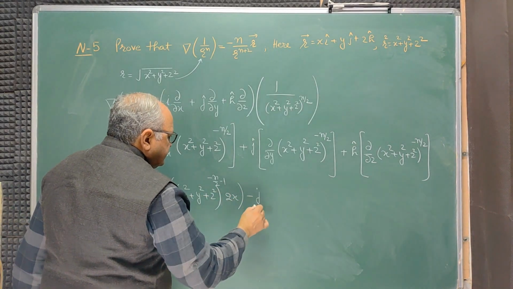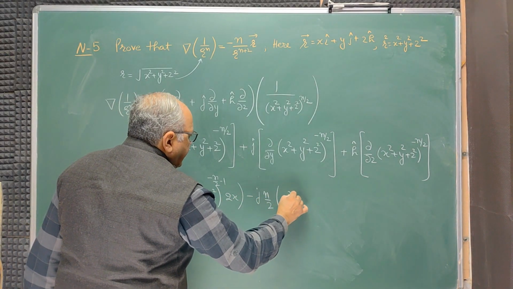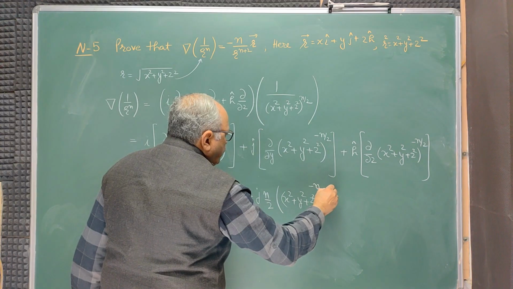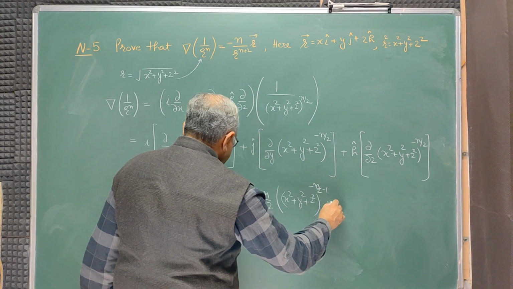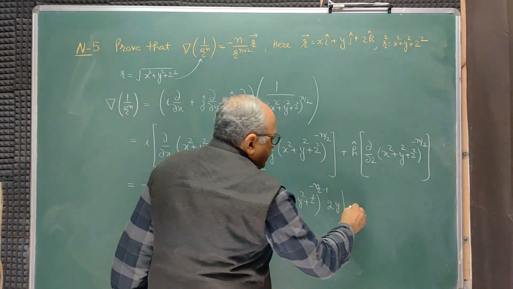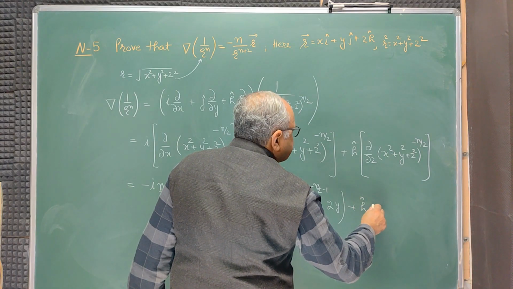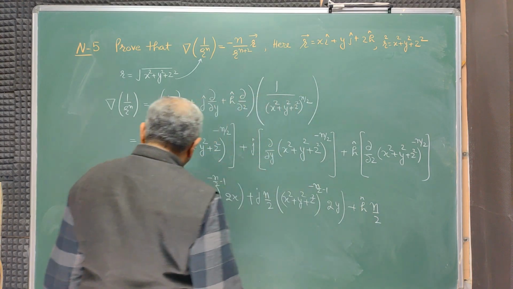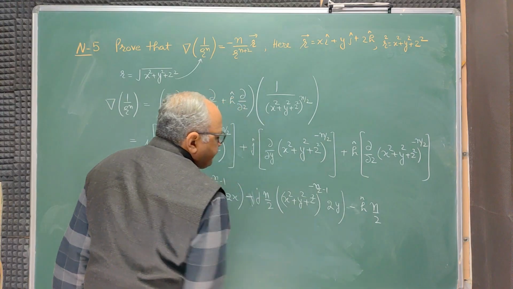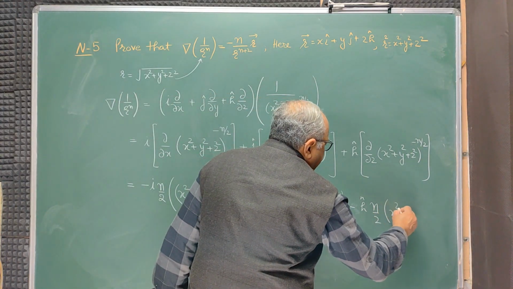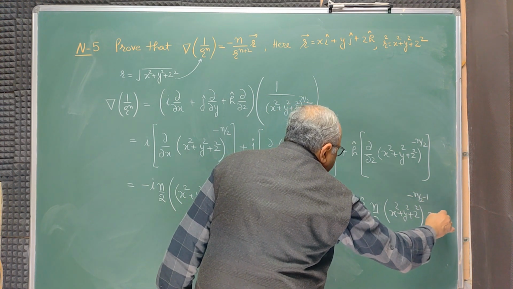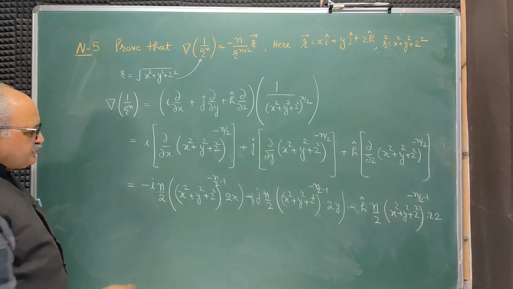Let me write that. This is n/2 once again, (x² + y² + z²) to the power minus n/2 minus 1, multiplied by 2y. And similarly we'll go, plus k cap, and it is n/2 with a minus sign. Yes, this minus sign is there, and we'll also have the minus sign in this case. Minus n/2 (x² + y² + z²) to the power minus n/2 minus 1 times 2z. Now this 2 will go.